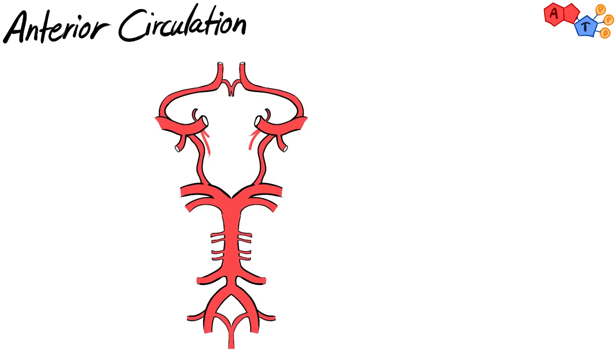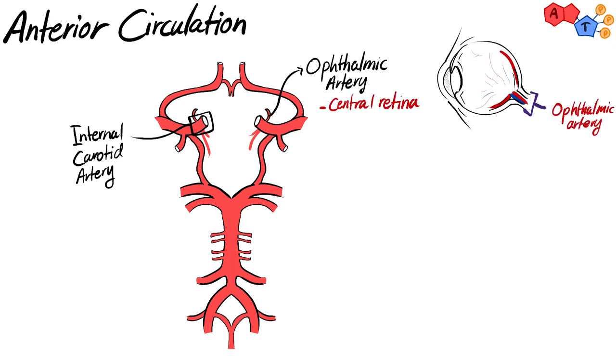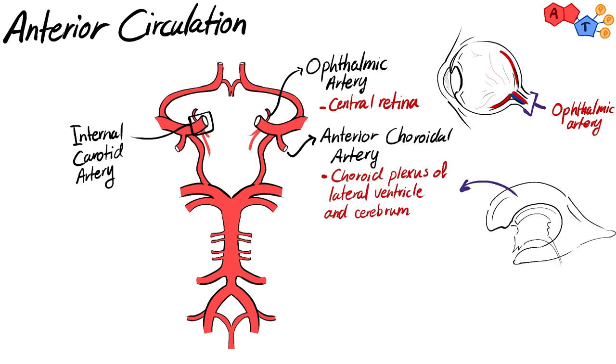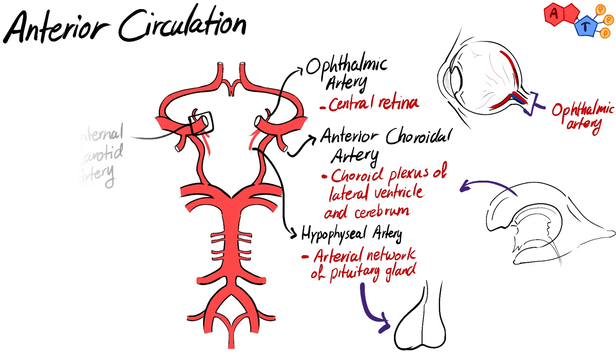Now let's go to the anterior circulation responsible of supplying the brain. Starting from internal carotid artery, it will enter the skull and start giving off branches. First, we have ophthalmic artery, which will give rise to central retinal artery to supply the eyes. Then we have anterior choroidal artery, and this will supply choroid plexus in the lateral ventricle and many other areas of the cerebrum. Then we have hypophyseal arteries, which will form mainly the arterial network around the pituitary gland.